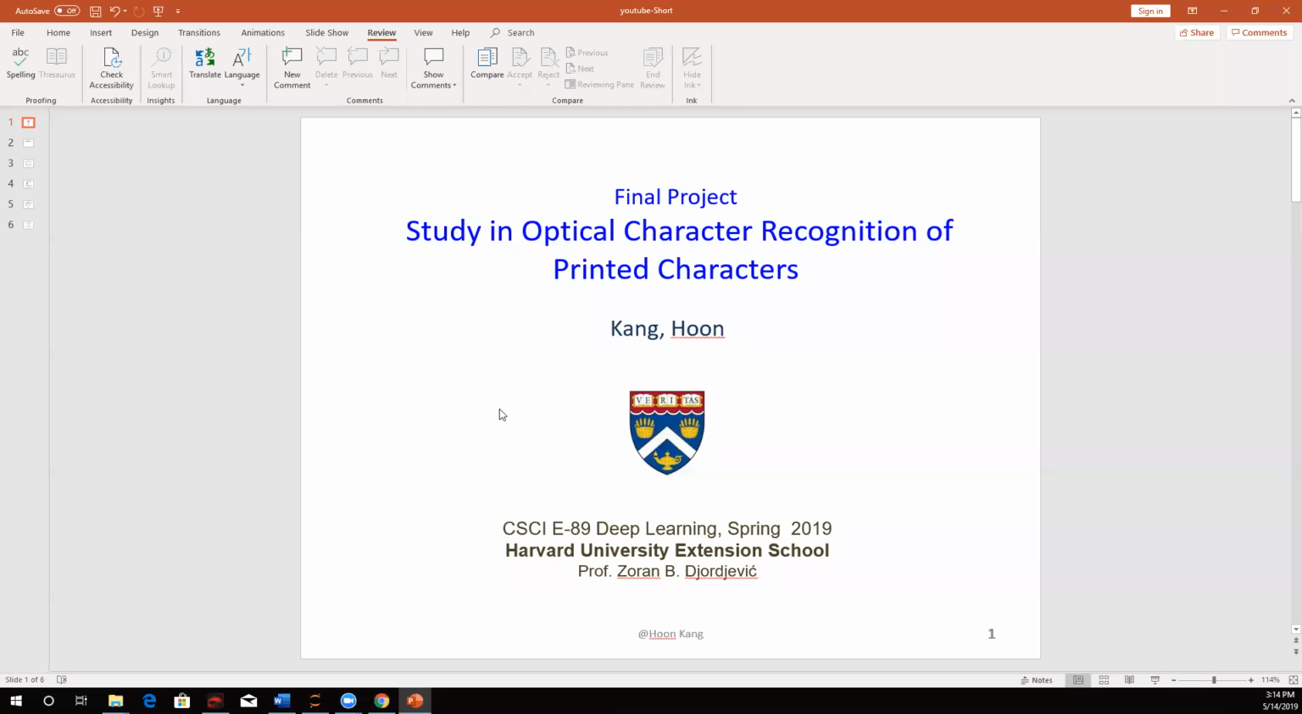Hello, my name is Hoon Kang, and welcome to my final project, a study in optical character recognition of printed characters, specifically geared toward reading of electric meters.